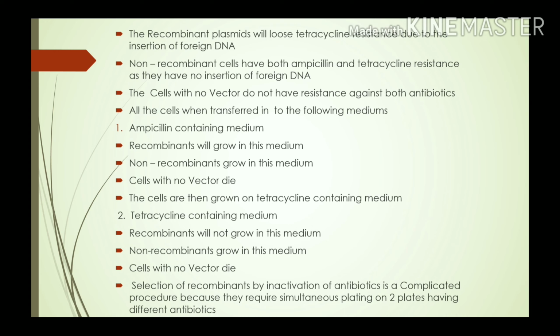So when these are transferred to ampicillin containing medium, recombinants will grow in this medium. As they have ampicillin resistance, they will grow. And non-recombinants also grow because they have both ampicillin and tetracycline resistance. And the cells with no vector die because they have no resistance against the antibiotics.